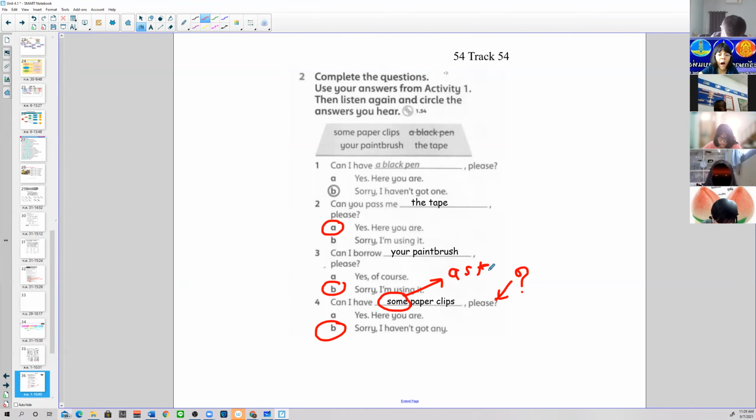You're asking, it's not a question of whether you can have it, but you ask them to do something for you. Understand? Okay. Check your answer. Do you have any questions?